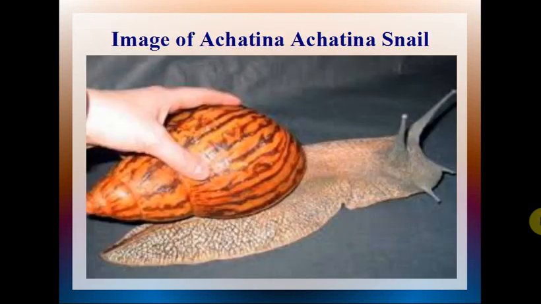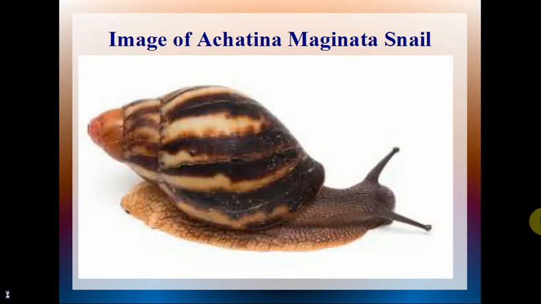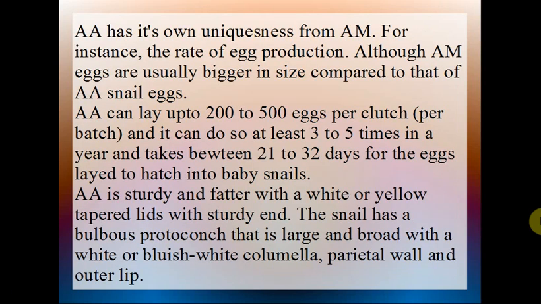Let's also have a clearer view of the image again. This is the image of an Achatina snail. You see that it's clearly different from that of the Achatina marginata. Now let's look at the Achatina marginata itself. You can see the differences are clear. So if you compare them by the unique features and the different characteristics, you will discover what we were talking about. Now AA has its own uniqueness from AM.